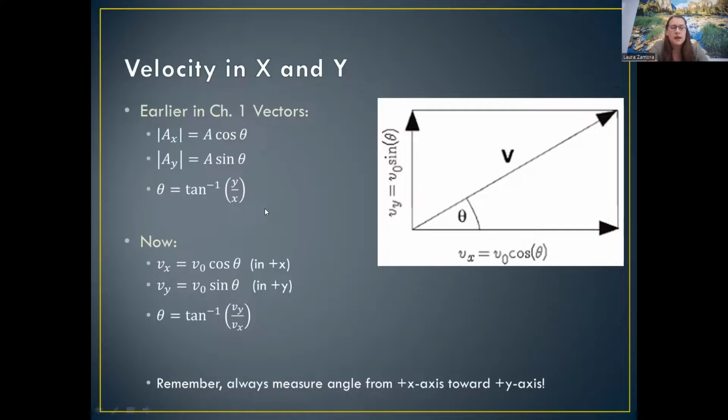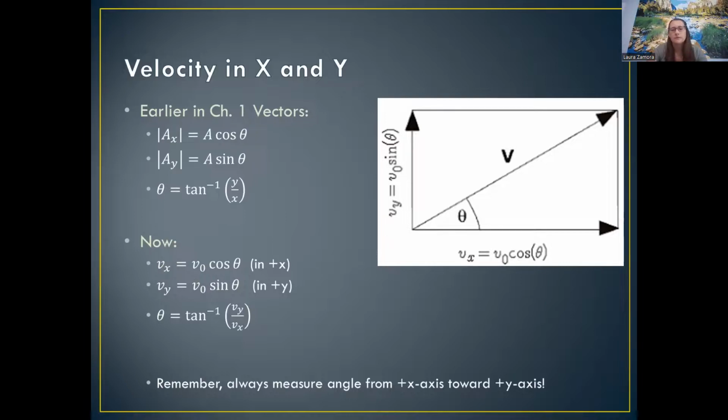But now, instead of leaving it in terms of generic vector A, we're dealing with specific vectors like velocity. So we'll replace the generic capital A with velocity. The equation is the same except for that. I have it separated into horizontal component and vertical component, because this velocity vector has both components, and we need to look at both of those separately because one is vertical motion and the other is horizontal motion.